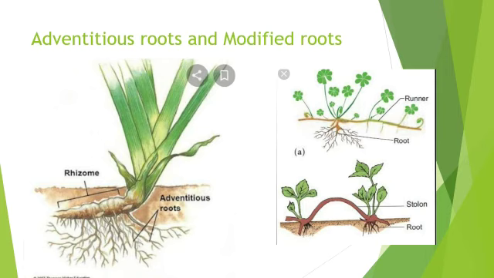Besides the normal function like absorption of water and minerals, anchoring and supporting the plant, roots perform some other functions too. What are the functions of roots then? They absorb water and minerals from the soil. They are anchoring and supporting the plant. Roots show some modifications to perform these additional functions. Some examples of such modified roots are aerial roots, stilt roots, runners, breathing roots, etc.